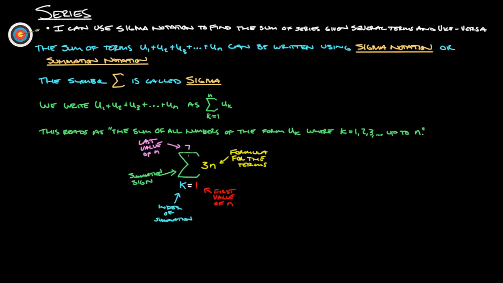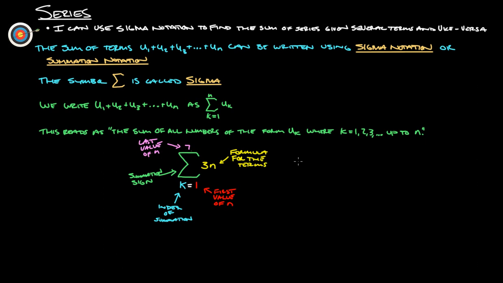All right, for example, here's our sigma notation. The k is our index of summation, it's called, and that equals 1. So 1 is going to be the first value of n. When we go through and figure this series out, we plug in 1 for n first, and then we plug in 2, 3, 4, 5, all the way up, and our last term is going to be 7, the last value of n. So if we were going to do this here, it's going to look like this.